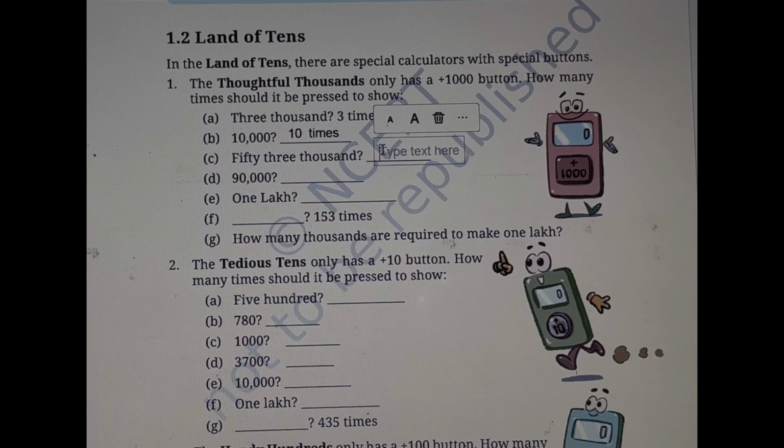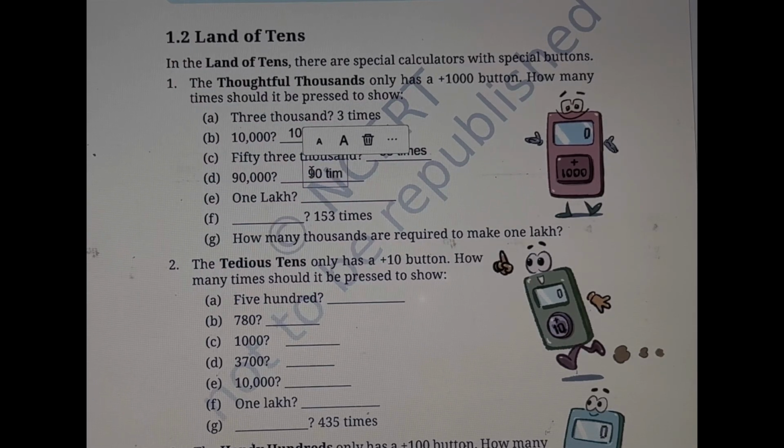53,000. So 53,000, if we write in the numerical form, it is 53,000. So remove those 3 zeros. So your answer is 53 times. Similarly, 90,000. So remove those last 3 zeros. So it is 90 times.